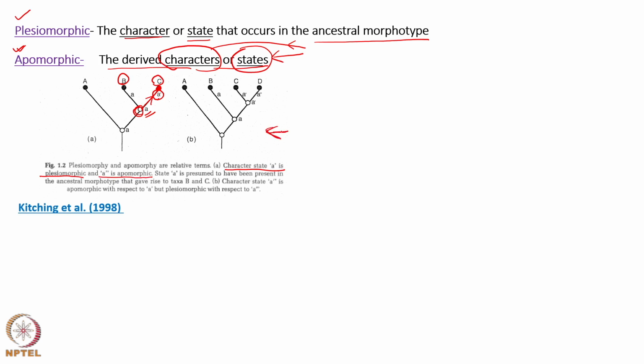In this case, character state A is plesiomorphic with respect to A dash, and the character state A dash is apomorphic with respect to A. But when I compare A dash with A double dash, then we say that character A dash is plesiomorphic with respect to A double dash.